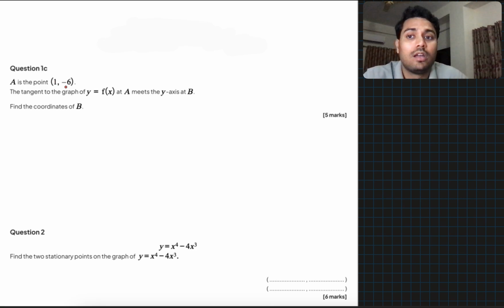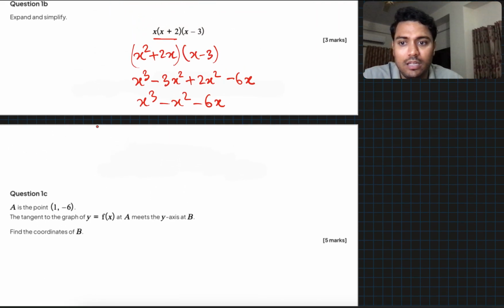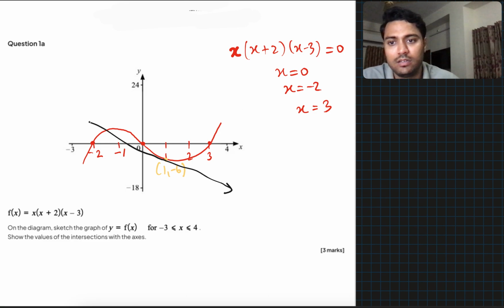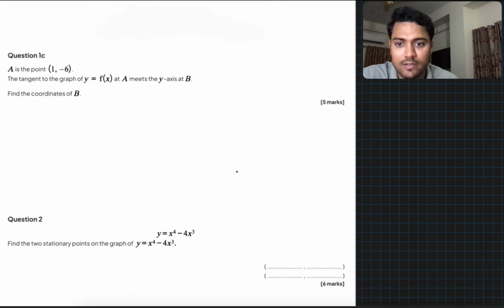It says A is a point 1, negative 6. The tangent to the graph of y equals f of x at A meets the y-axis at B. Find the coordinates of B. So the point is at A, which is 1, negative 6. So let's say it is here, roughly here. And roughly let's say the tangent is like this, just for example. Or we can find out the gradient and then we can draw the tangent. So roughly let's say it is like this.